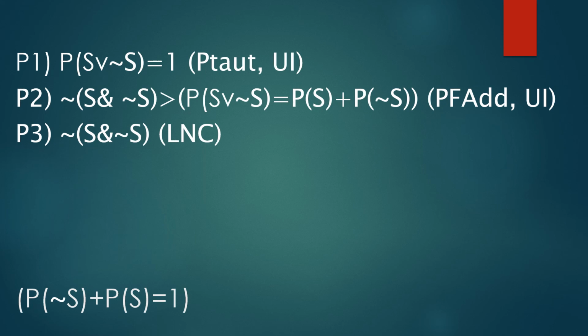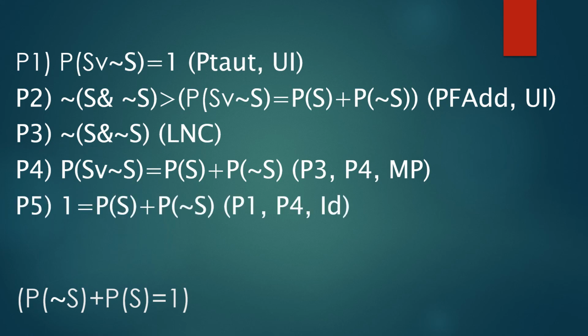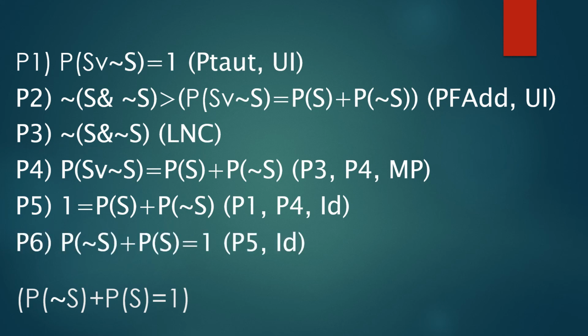Then we go ahead. It's not the case that S and not S, by the law of non-contradiction, which allows us to use modus ponens on P4 to get that the probability of S or not S is equal to the probability of S plus the probability of not S. Therefore, using the law of identity on 1 and 4, we can replace the probability of S or not S to get 1 is equal to the probability of S plus the probability of not S. Using identity, we get the probability of not S plus the probability of S is equal to 1. Thus, we have proven our rule of probability.